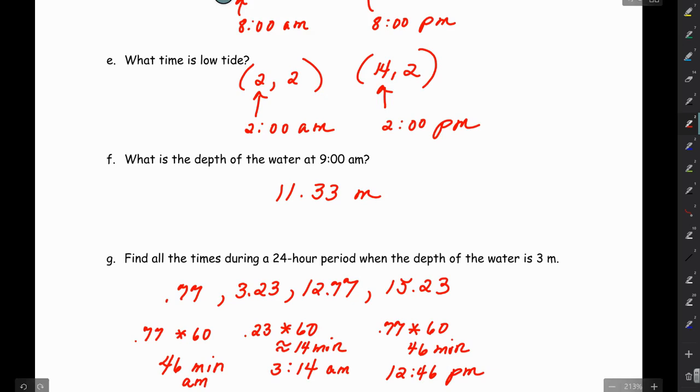And then the last one is 0.23 times 60. Again, that gives us 14 minutes. So those are all the times in the 24-hour period where the depth of water was 3 meters.